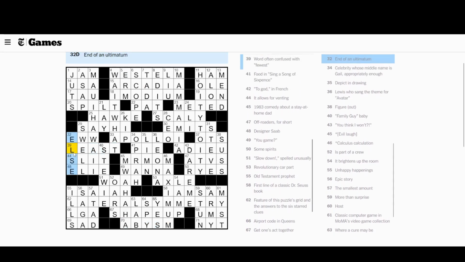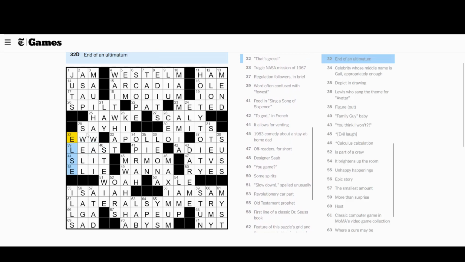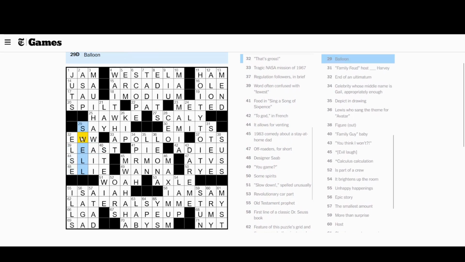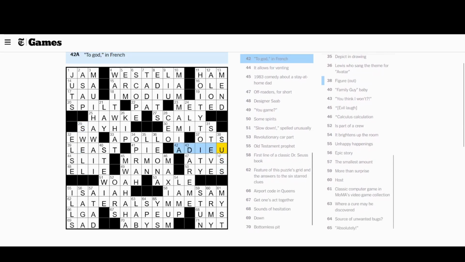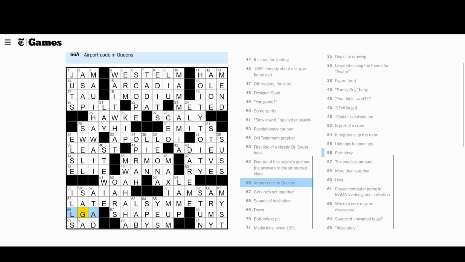Like end of an ultimatum. This is a Saturday level clue, because it's referring to, oh, do this or else. But that's a very obscure way of cluing that. And balloon clued as swell. To God in French is adieu. I guess this one you can kind of see. LGA, a random airport code that I don't really know much about.